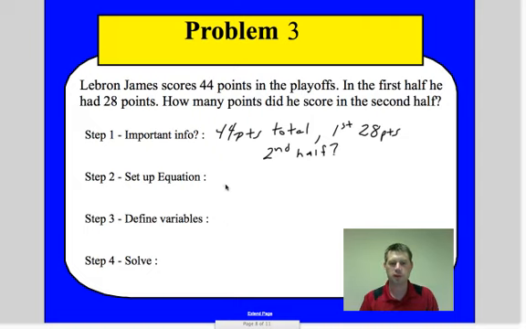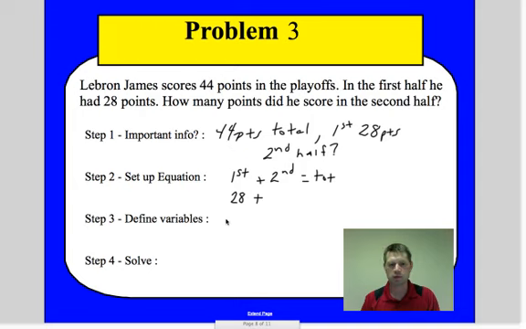Second half. So let's set up an equation that would be used to solve this. A nice basic equation. Well, first thing we would say is that the first half plus the second half equals the total, right? You score so many points in the first, so many points in the second, then you have a total. So we're going to put 28 points in the first plus how many points in the second? Oh, well, we don't know. So what we have to do is define a variable.